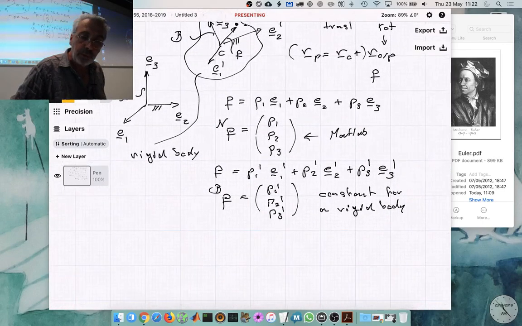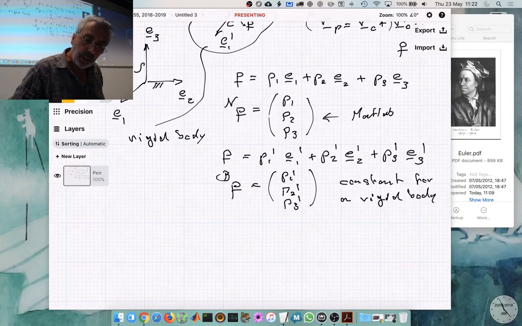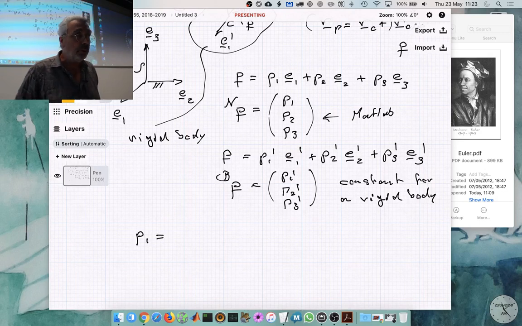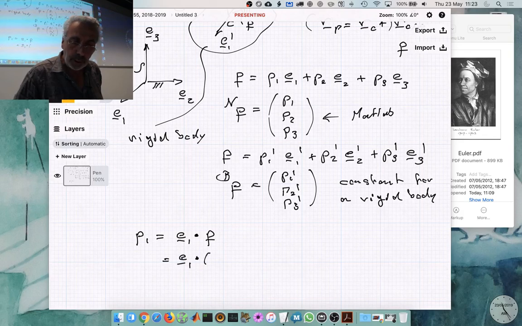But first we have to find a way to extract these components from a vector. And that way is actually super easy. So if we have the vector p, and we want to know, for instance, component number 1, how do we do that? Well, then we take our base vector 1 and we do the dot product with the vector, and then the result is p1. Why?